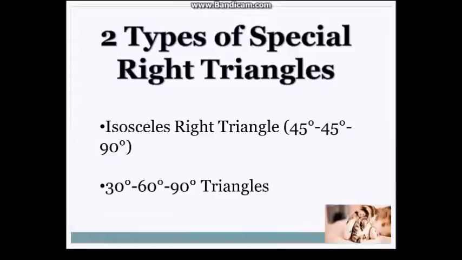Moving on to special right triangles, there are two types. First is the 45 degrees, 45 degrees, 90 degrees triangle, which is called the isosceles right triangle. The second is the 30 degrees, 60 degrees, 90 degrees triangle.